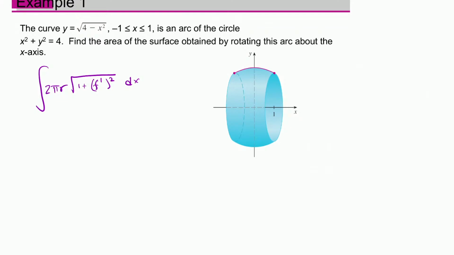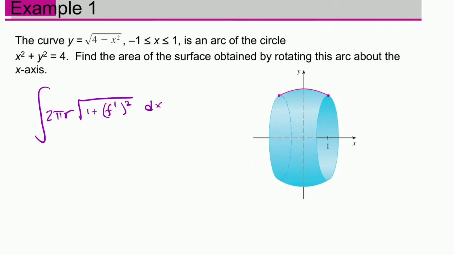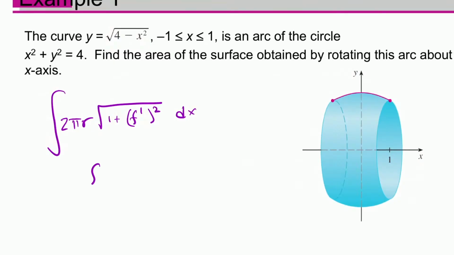So the r is the thing that we have to pay attention to. That's the only thing that will change when we change our focus from rotating around one axis to rotating around another axis. Everything else is the same, which is kind of nice for this. It was different when you dealt with shells and washers. That was always so confusing. So we need our derivative. There's the function y is equal to 4 minus x squared. Let's get our derivative. Go ahead and jot it down.